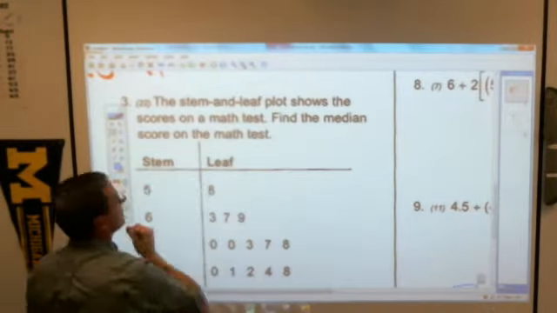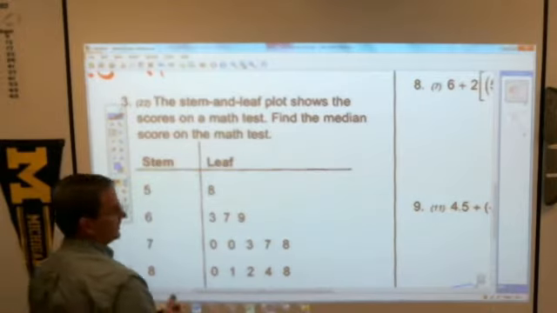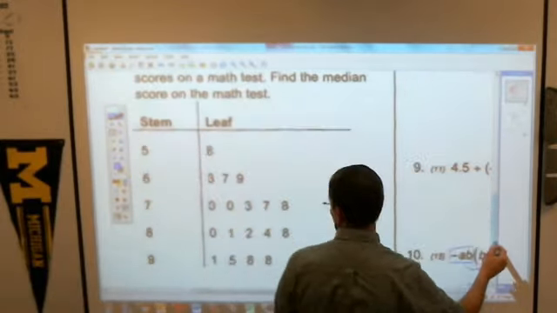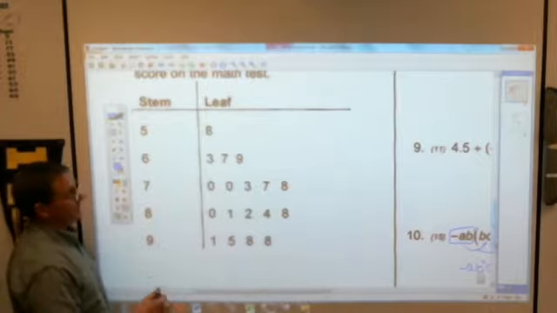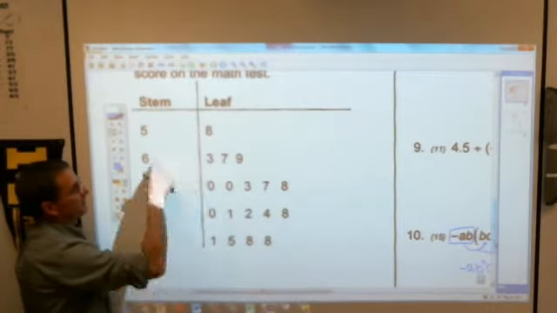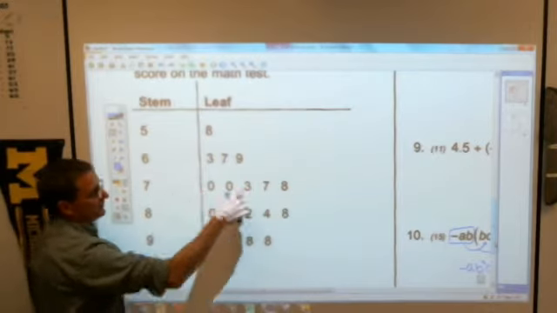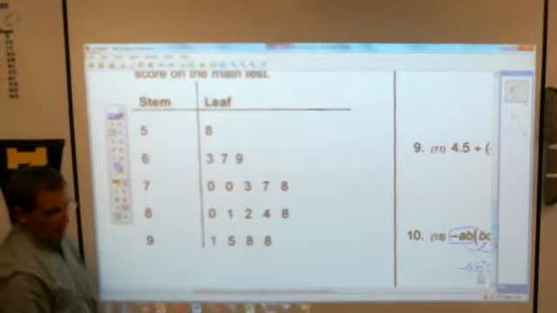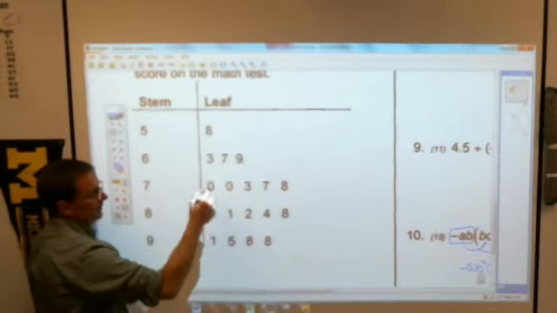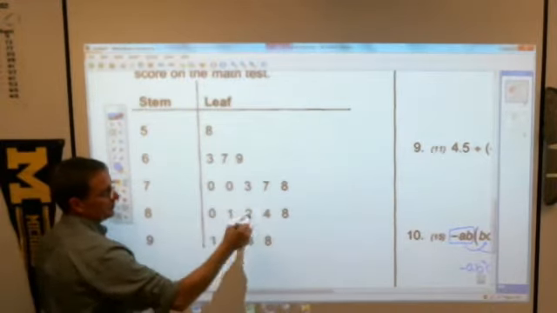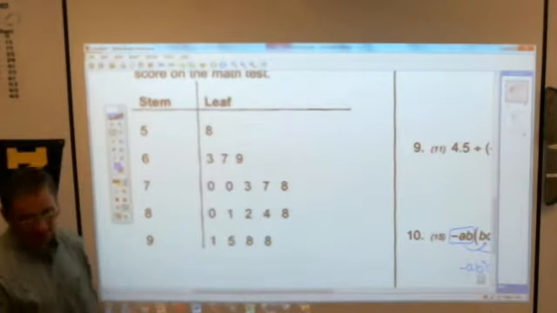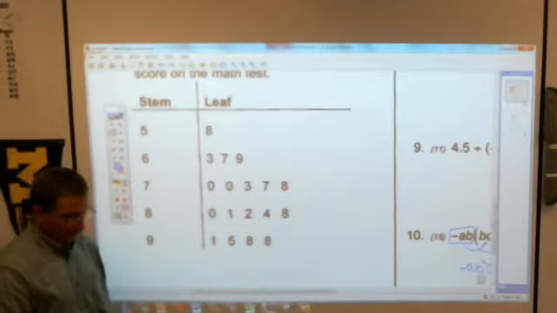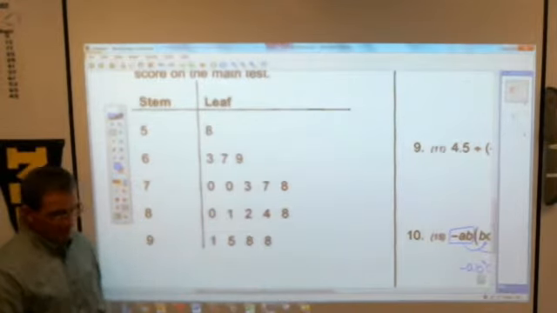The stem and leaf plot shows the scores. Find the median of the scores on the math test. Well, one must know what median means. What's median? Middle. So in order to find the middle, you need to know how many scores there are. The stem and leaf plot means this is 58, this is 63, 67, 69, 70, 70, 73, 77, 78. You need to know how many scores there are, which this tells you. There are 1, 2, 3, 4, 5, 6, 7, 8, 9, 10, 11, 12, 13, 14, 15, 16, 17, 18. If you have 18 numbers, the middle of it is not 9, it's between 9 and 10. You know what I'm saying?